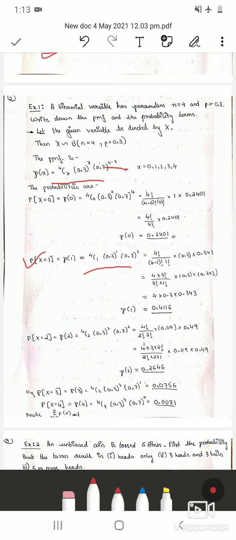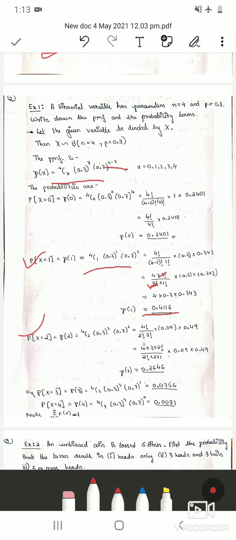0.343. So this is 4 factorial divided by 4 minus 1 is 3 factorial into 1 factorial. We know 4 factorial can be written as 4 into 3 into 2 into 1, but we will stop at 3 factorial because in the denominator we have 3 factorial. So we can cancel 3 factorial and 3 factorial. 1 factorial is 1, therefore we will get 4 into 0.3 into 0.343. Therefore when x is 1, the PMF is 0.4116. That is the probability of x equal to 1 is 0.4116.